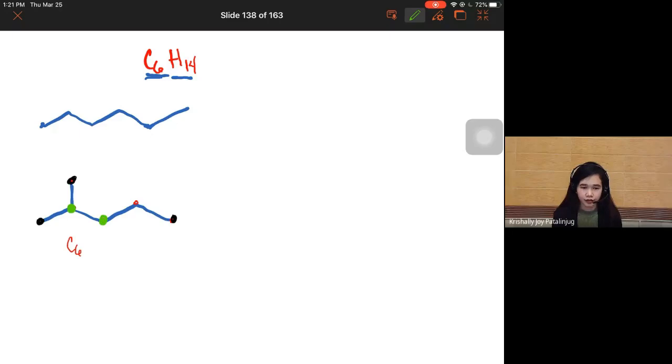Next, the highlighted carbon has 2 imaginary hydrogens. The same thing for this one, another 2 imaginary hydrogens. So the total is 14, so it is H14 also. So this is an isomer of hexane. And there are more. Let me draw the others.